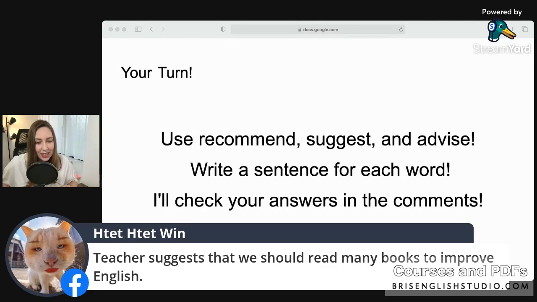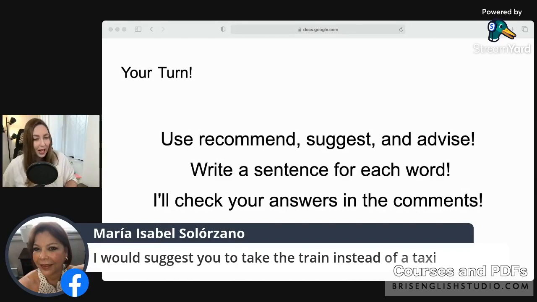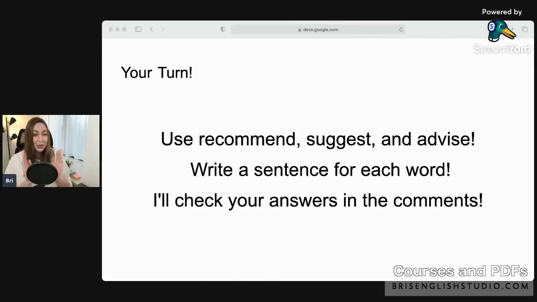The teacher suggests that we should read many books to improve English. Very good. I also suggest that. Yes, reading is the key to success. Okay, we'll do one last one. I would suggest you to take the train instead of a taxi. So here, remember, suggest you, we wouldn't use a pronoun here. I would suggest that you take the train instead of a taxi. Perfect. Very good.